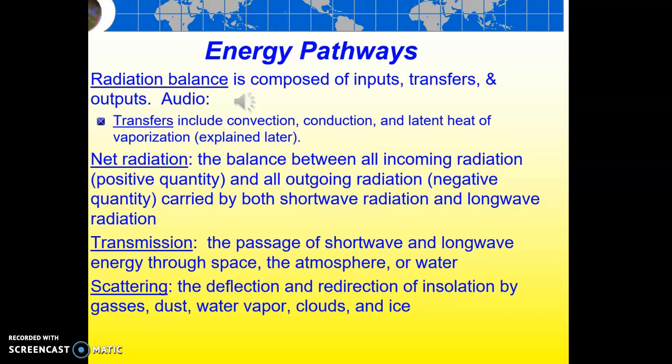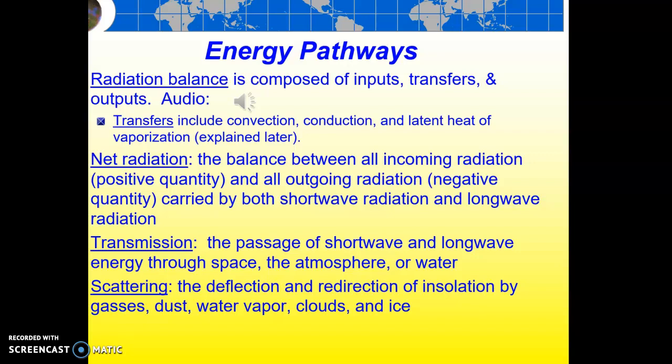Let's say you've got a bank account. Your inputs are deposits, your transfers are maybe between a savings and a checking account, and outputs are your expenses. Maybe you've got a debit card, maybe you write checks, or make ATM withdrawals. The radiation balance in the atmosphere can be thought of the same way.